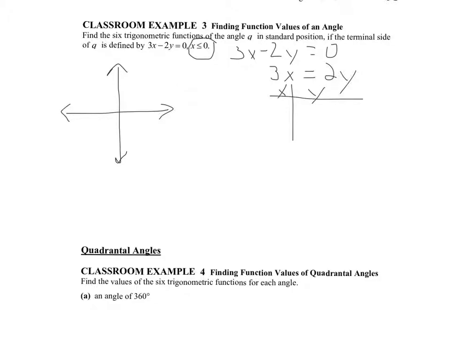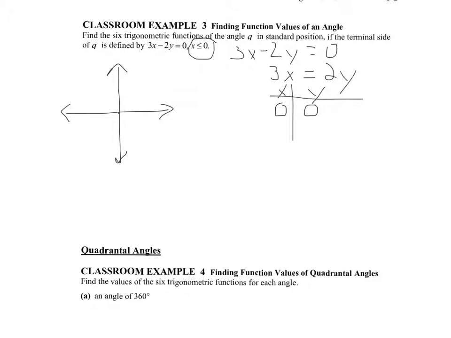Now, what's going to be the easiest thing to put in for x? 0. Because if I put in 0 for x, 3 times 0 is 0. And if 0 equals 2y, what is y? 0. All right, this thing is passing through the origin. So I know that's a point that's on the graph.